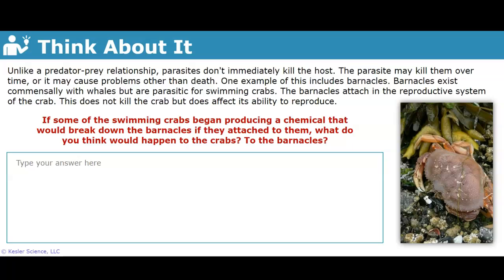So unlike the predator and prey relationship, where the predator kills the prey instantly, a parasite can kill over time or can cause problems other than death. So continue reading this slide and then answer the question, and make sure that you answered the entire question.